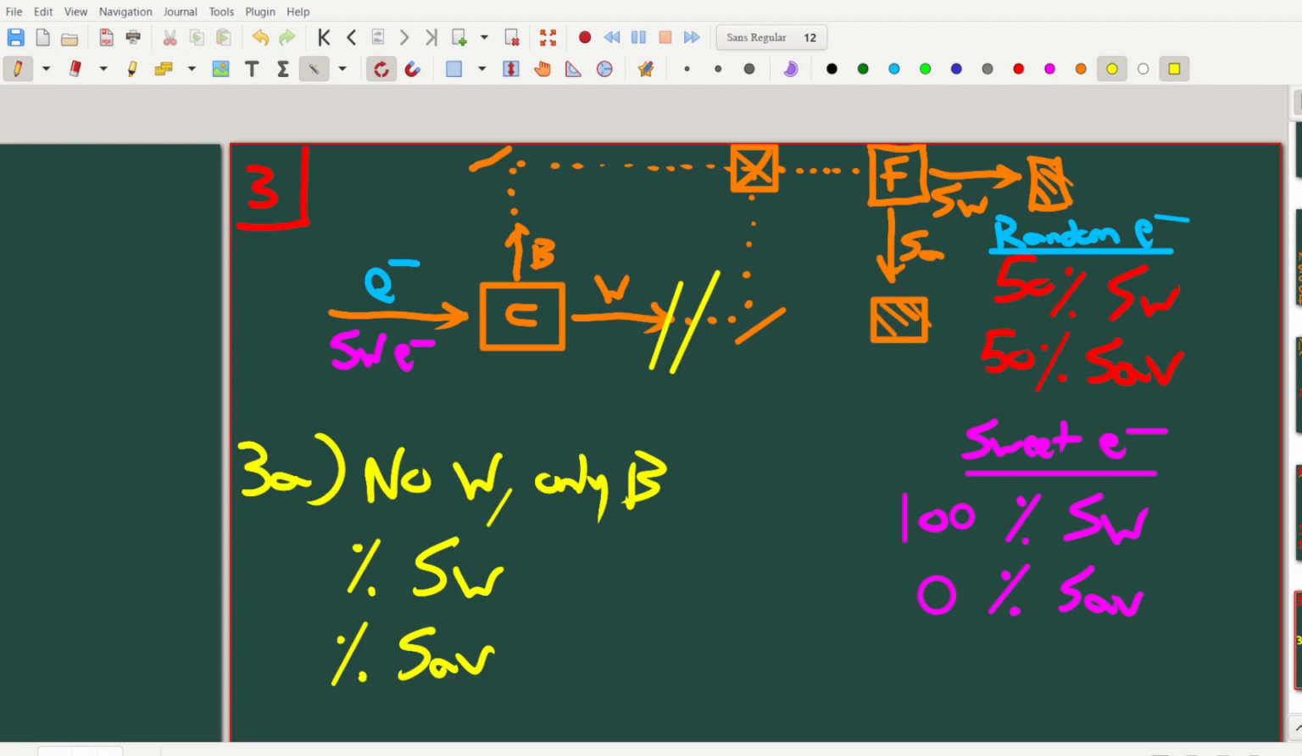Yeah. Okay, so actually, yeah. So let me ask a different question. Whoever said 50-50, why is it 50-50? I didn't realize we were doing the sweet electron. Oh, okay. Electron, you're right. If it were random, you would be right. 50-50, right? But it's a sweet electron. So do you agree it should be 100% sweet?